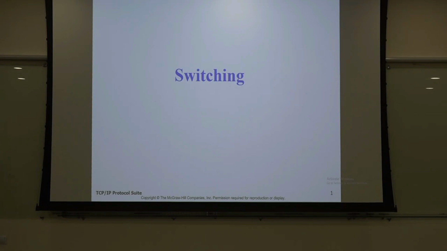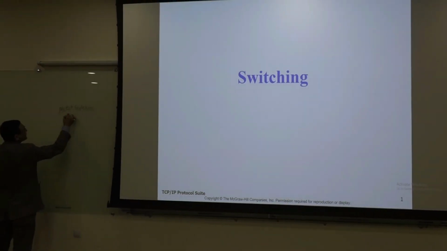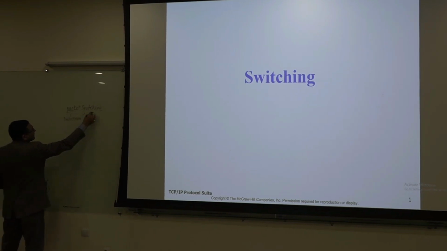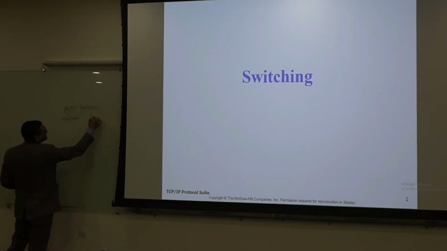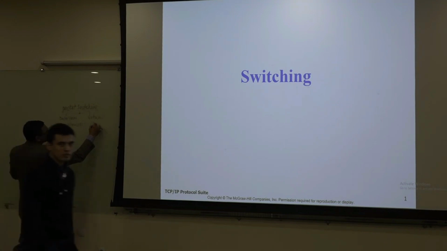Packet switching is of two kinds. One is called datagram, and the other is called virtual circuit. So we have two kinds, datagram and virtual circuit, and we have seen that datagram is connectionless and virtual circuit is connection oriented.